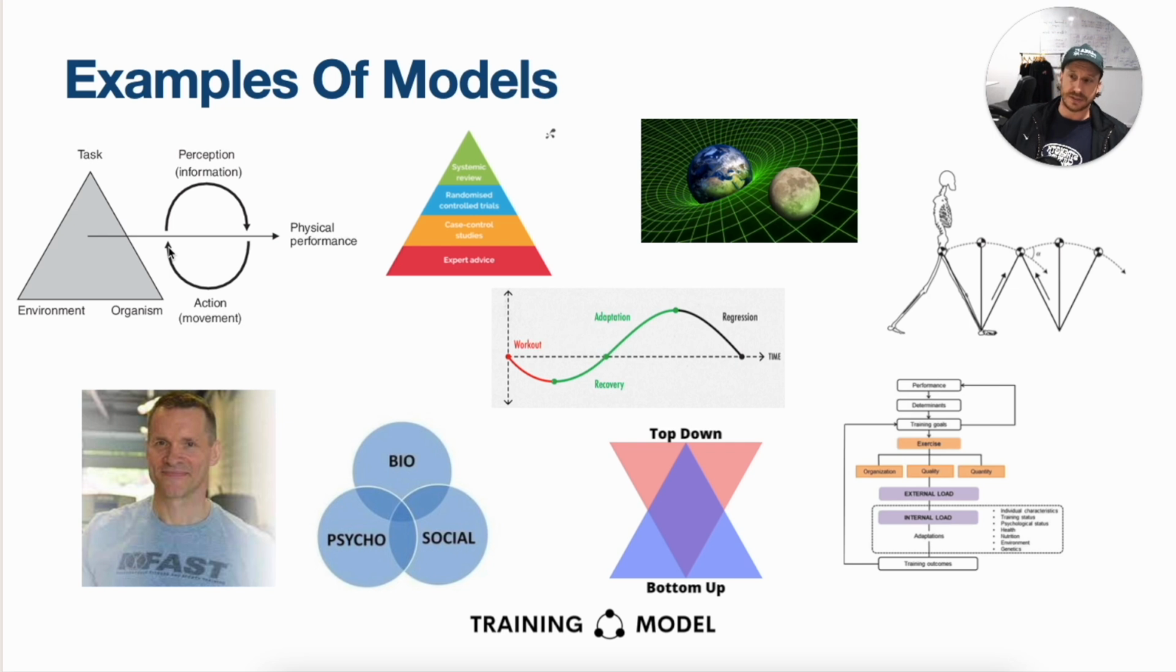Constraints-based model was actually developed for movement outcomes as an expression of task and environment, and the inputs that change the way in which a human presents with a skill expression or movement expression. So that's one key model. This evidence-based hierarchy is a model.